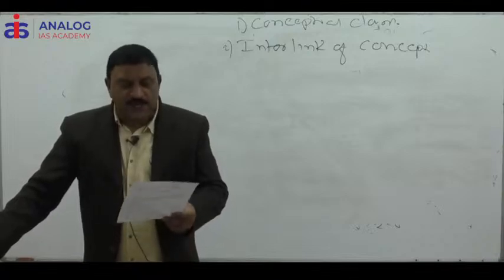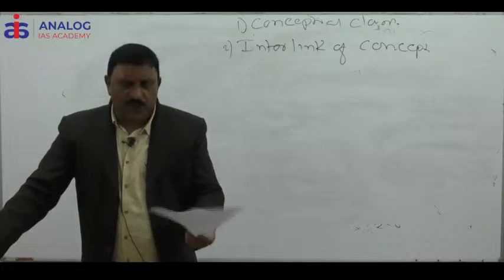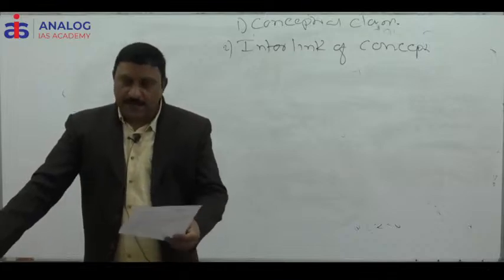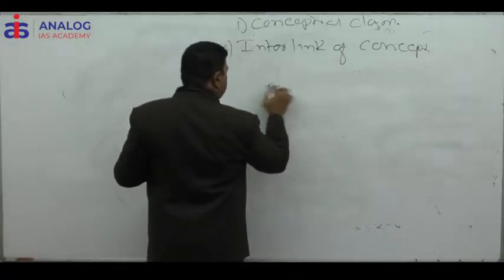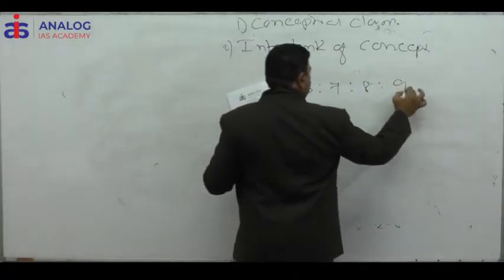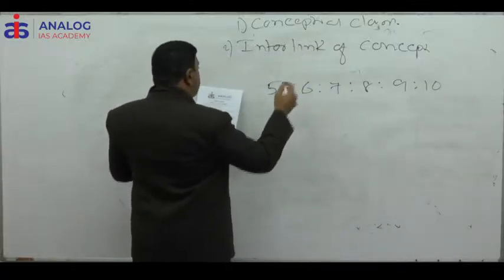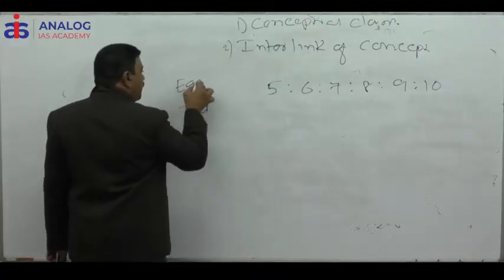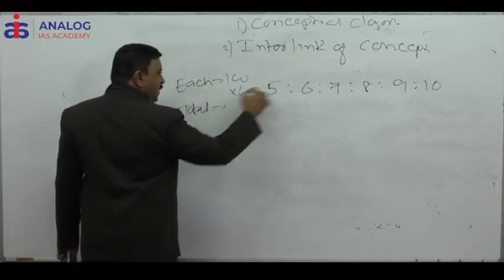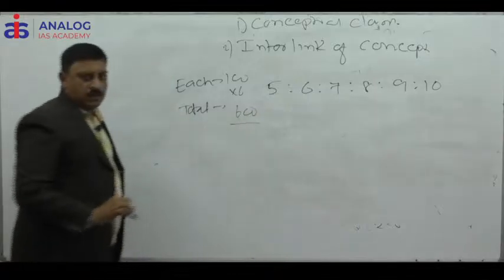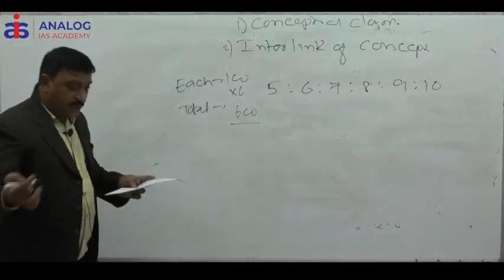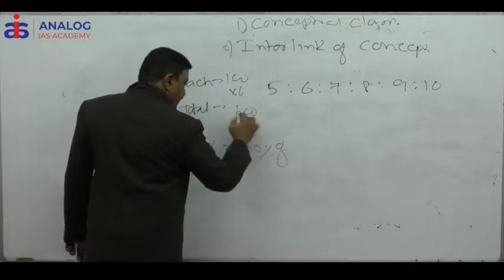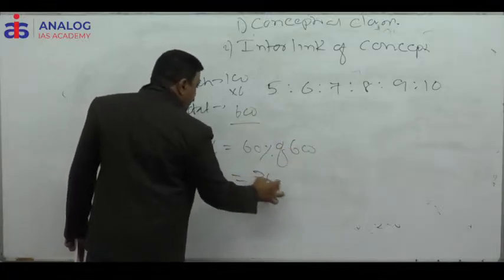Now generally, if you observe the YouTube answers, they say 5:6:7:8:9:10, and they consider the maximum marks as 100 and start. Each paper is 100 marks, so total marks is 100 into 6 papers, that is 600. And he got how much percentage? Overall 60%. So the average percentage he got is 60%, out of 600. So that means his score is 360 marks.